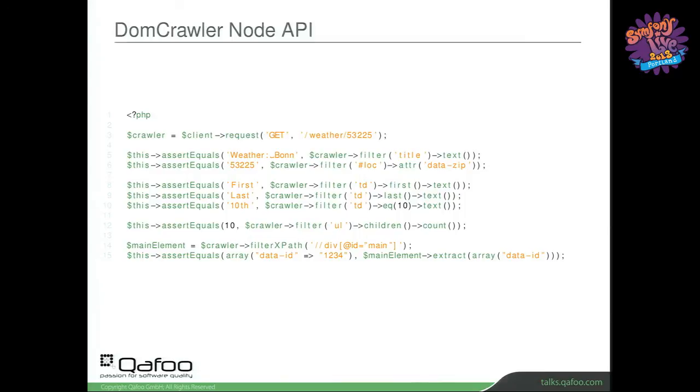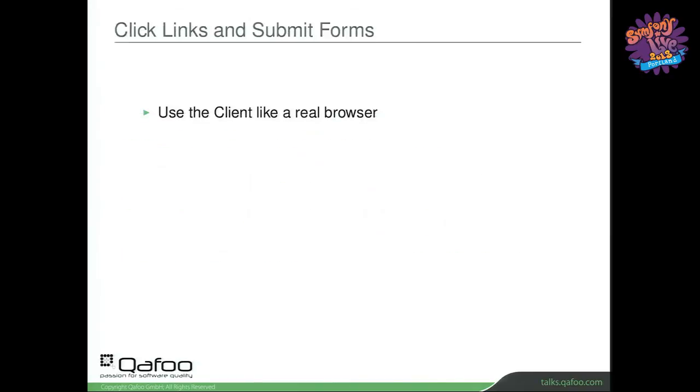And you can look up in the documentation if you need more of this, or in your tests. It's actually normally not very easy to remember this in such a short time. There are two additional features that the client and the DOM crawler provide for you, and this is allowing you to click on links and submit forms.